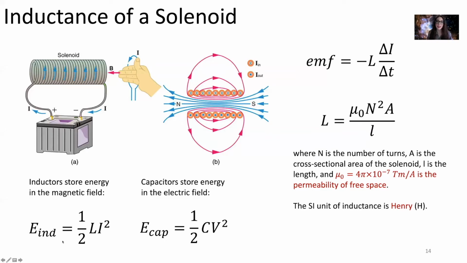And then for our inductor, for the energy stored in that magnetic field, we care about the physical properties of the inductor, which are the inductance, and then the current running through it instead of the potential across it.